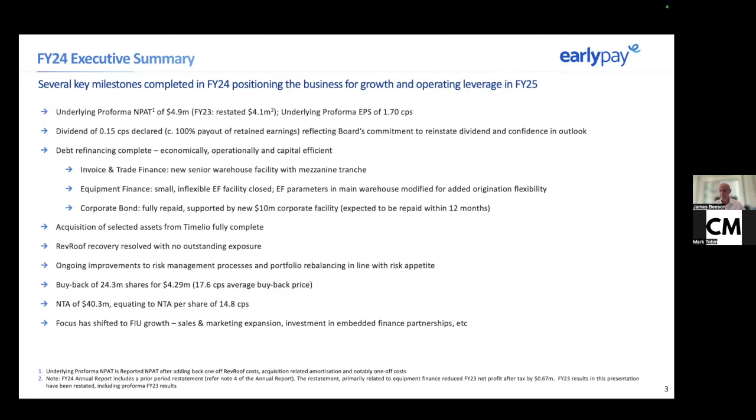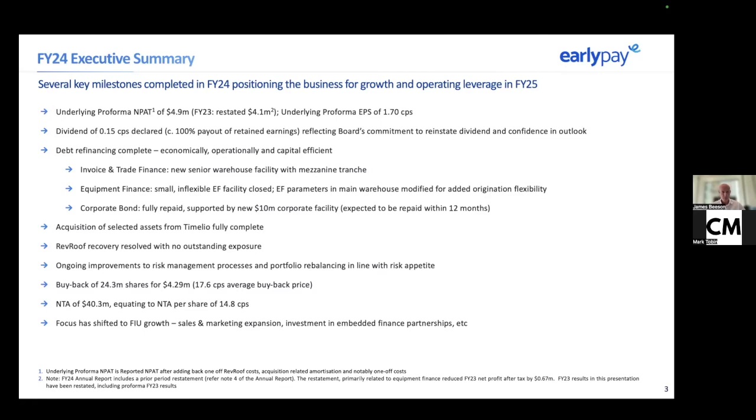It's also a lot easier to manage having one warehouse instead of three before. And inserting the MES makes it a lot more capital efficient. For every invoice finance receivable that we fund, our equity contribution is around 5 cents in the dollar. So we don't need a whole lot of capital to grow. With equipment finance, we exited a small equipment finance facility and rolled those assets into the main warehouse. We also had some constraints relating to asset class parameters that restricted our origination in financial year 24, but they've been modified now, so we're back to originating strongly.